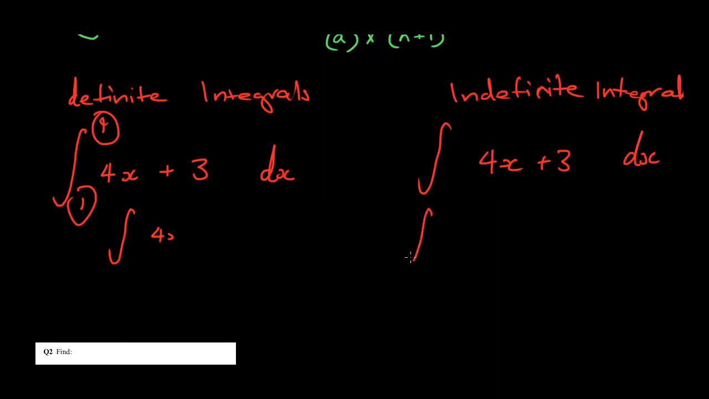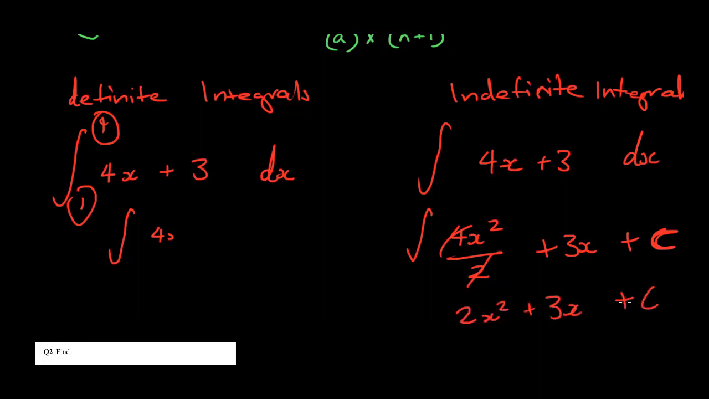So indefinite integrals, the exact same thing, except now you have to account for the constant. So we get 4x squared over 2 plus 3x plus c. That is the main difference. And then you just solve it like normal. So then you get 2x squared plus 3x plus c. Now you don't actually know what the c is, so you have to include it in your answer.